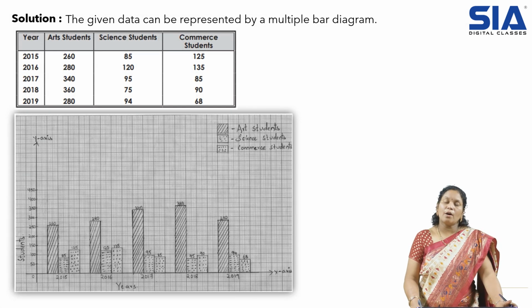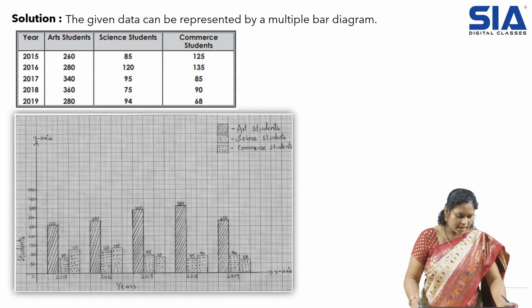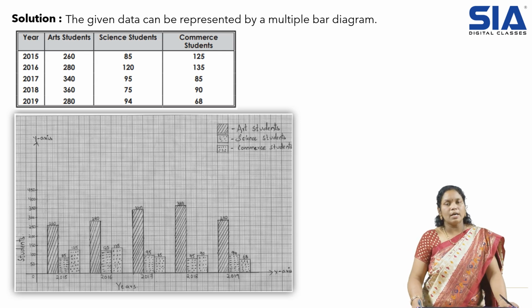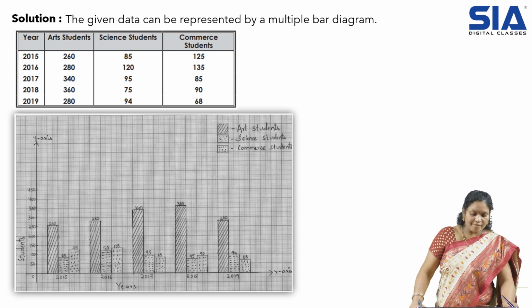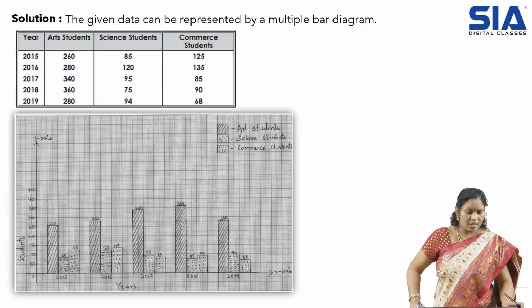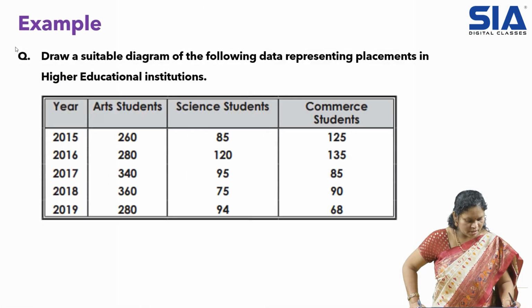So let us see how to draw the multiple bars in a graph paper. Take a graph paper again. Now check it out, the years, whatever the first column you have, the years column.